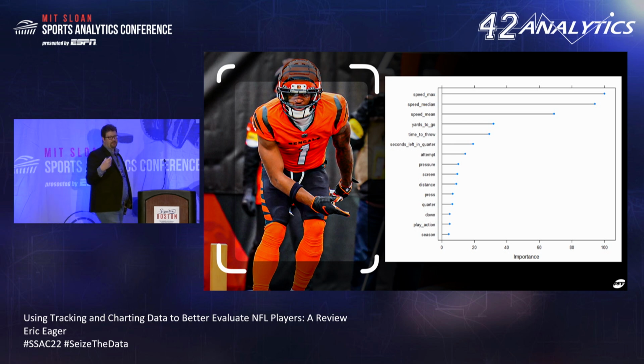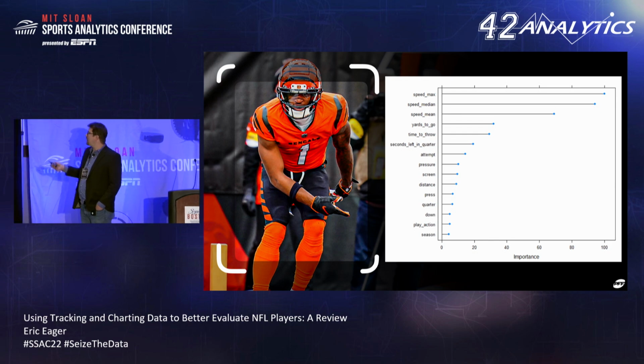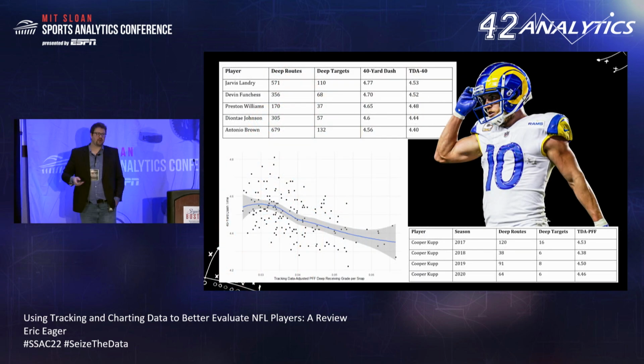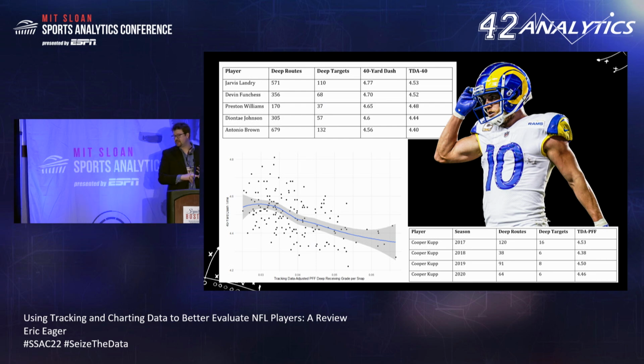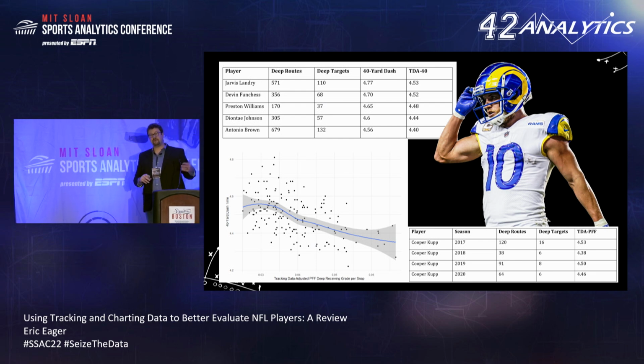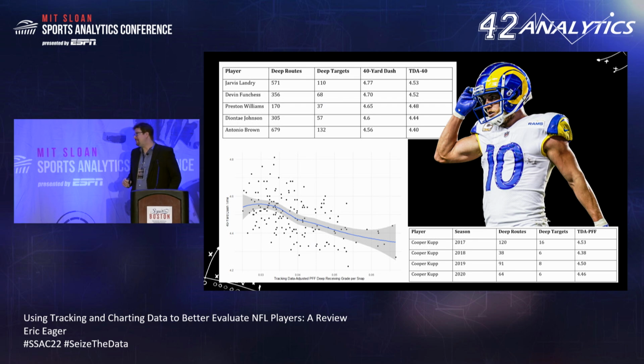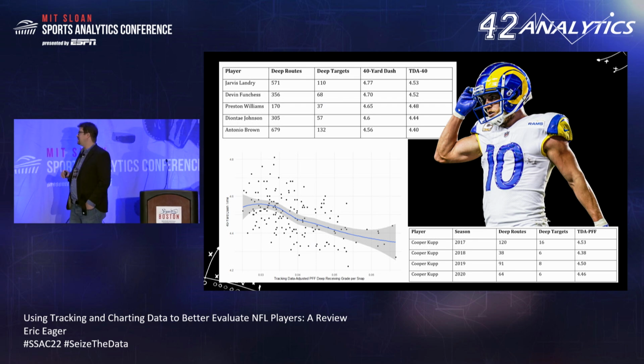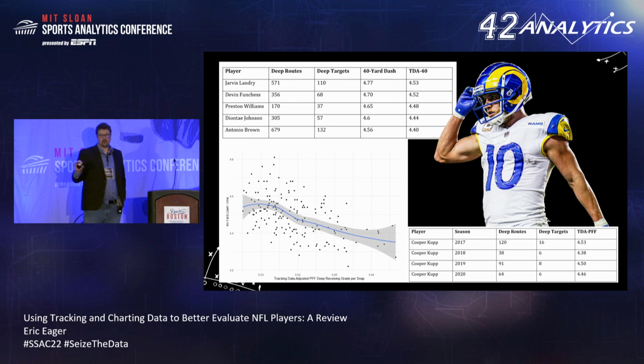So as we apply this model, essentially what you get from it is a different grade from PFF that has this stuff encoded into it. And that different grade from PFF does a few things. A, it's more correlated year to year with itself than our grades on deep passes. It's also correlated, as you'll see in the bottom left there, with the 40-yard dash.